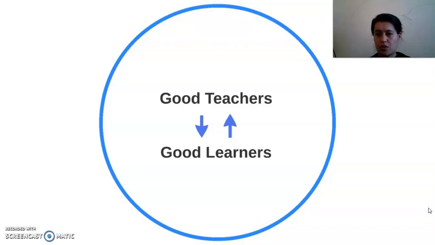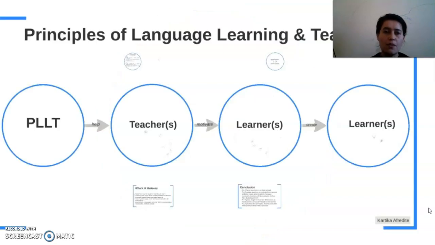And here I have written two component words: good teachers and good learners. They are the main bodies in the teaching and learning process. Why do I have the word good here? Because in order to achieve our aim, getting knowledge, we should have a good teacher and, at the same time, a good learner.